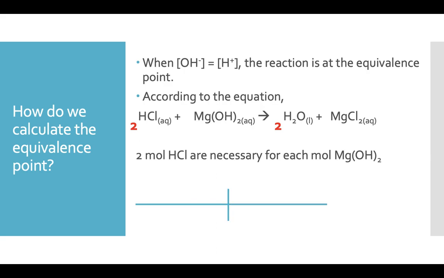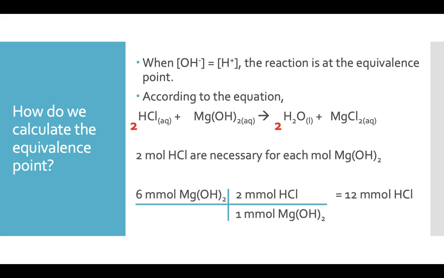We know that we have 6 millimoles of magnesium hydroxide. If 1 millimole of magnesium hydroxide requires 2 millimoles of hydrochloric acid to form a neutral solution, then 12 millimoles of hydrochloric acid are necessary. So I took the amount of known and used the mole ratio to figure out how many millimoles of unknown were necessary to reach the equivalence point.